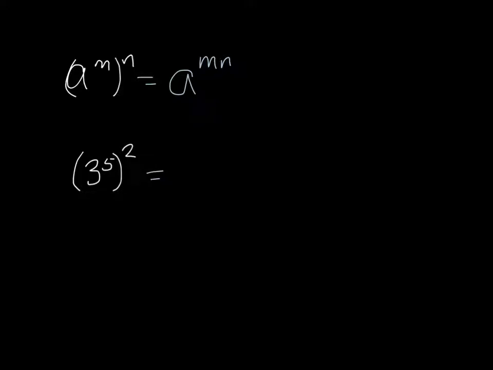I have 3 to the 5th squared, so I'm going to multiply the exponents because I'm raising an exponent to another exponent, and I get 3 to the 10th, which of course you'd put on a calculator and figure out what it is.